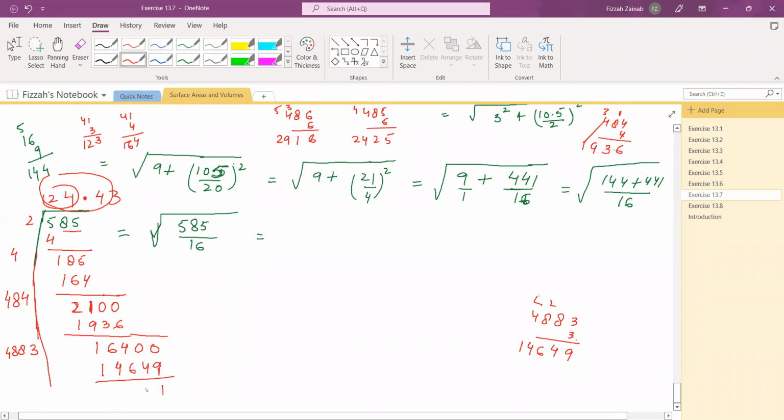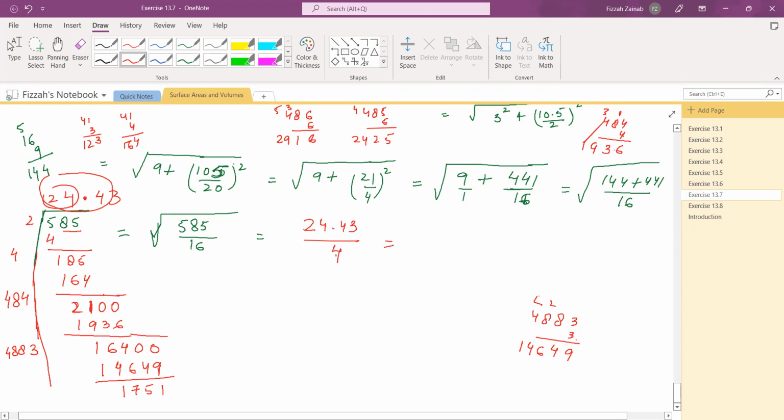Then 9 minus 4 is 5. Then 13 minus 6 is how much? 7. Yes. And then 5 minus 4 is 1. Yes. So up to 2 places of decimal, I'm getting the square root 24.43, and then in division, I'll get 4, right? So I'll have to divide it by 4 now.